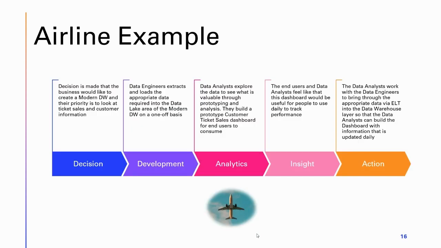So just to bring this to life, I thought we'd do the same example that we've worked with in part one and part two, and that's the example of an airline. So we start with the decision, and a decision is made that the business would like to create a modern data warehouse, and their priority is to look at ticket sales and customer information. Then you've got the development phase. The data engineer extracts and loads the appropriate data required into the data lake area of the modern data warehouse on a one-off basis. In the analytics phase, a data analyst can explore the data to see what is valuable through prototyping and analysis. They build a prototype customer ticket sales dashboard for end users to consume.